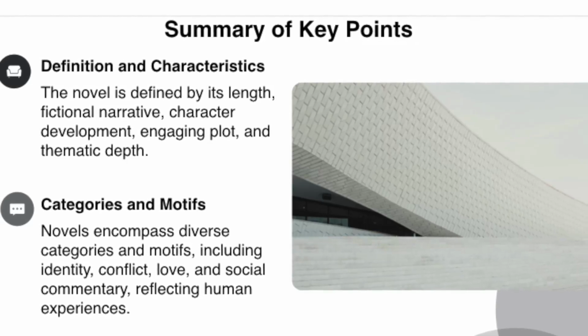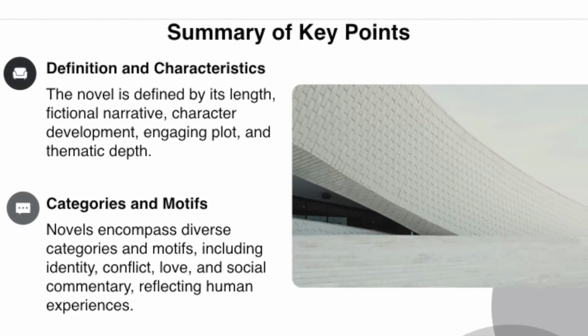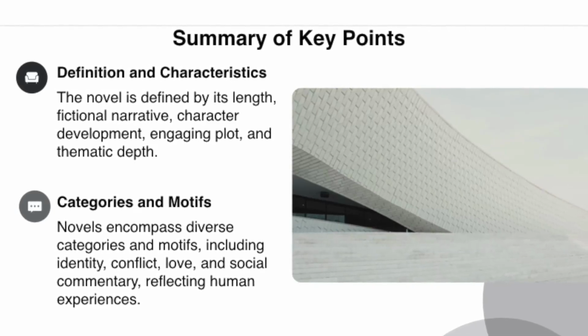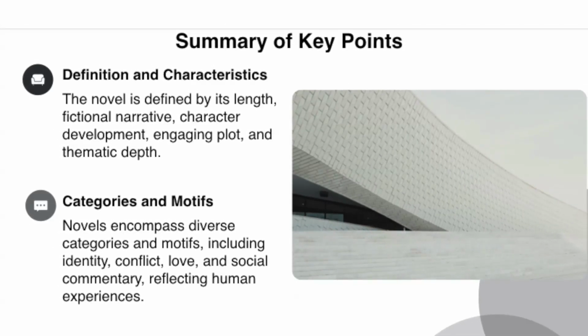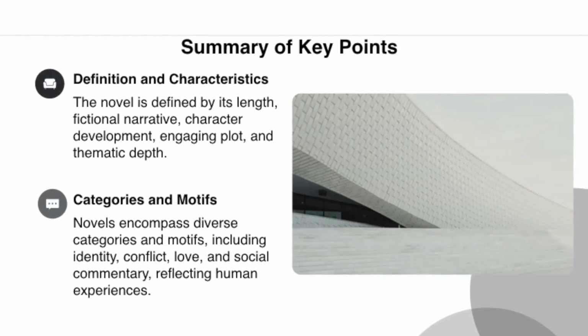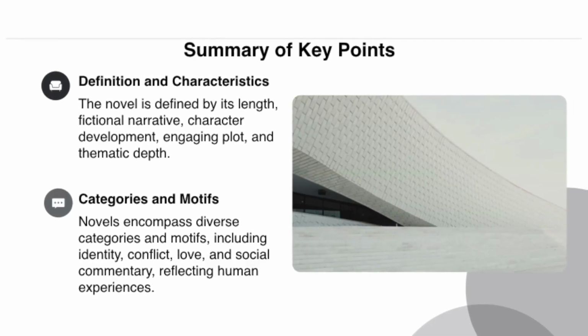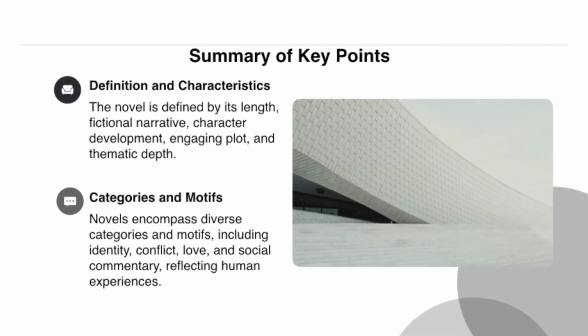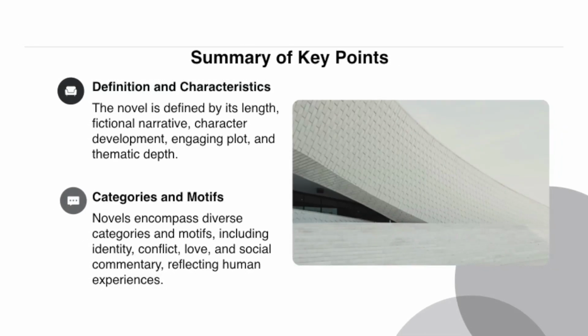So we now come to the summary. Let us do a recap and look at the key points. We have seen the novel is a fictional narrative. It deals with character development, it has a plot, and it has thematic depth. There are different categories. Some of the important issues that we have looked at are identity, conflict, love, social commentary, and of course, it deals with human experience.